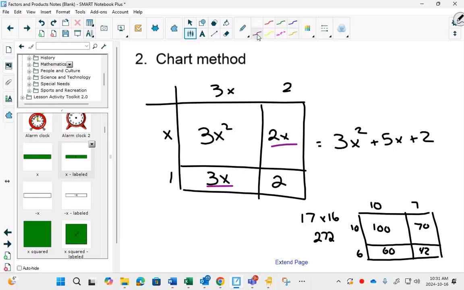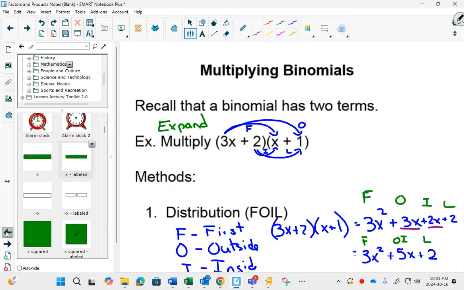Eventually, right now my grade 12 students, if they see this, they go and write the answer right away. They're like, oh, the first one's easy, 3x squared. The last one's easy, 2. If I do my outside and inside, I can do that at the same time and add them and get 5x right away. Generally in grade 10, we take the extra step, write out all of FOIL, and then add them. But by grade 12, they'll just do that all in their head and get the answer right away.